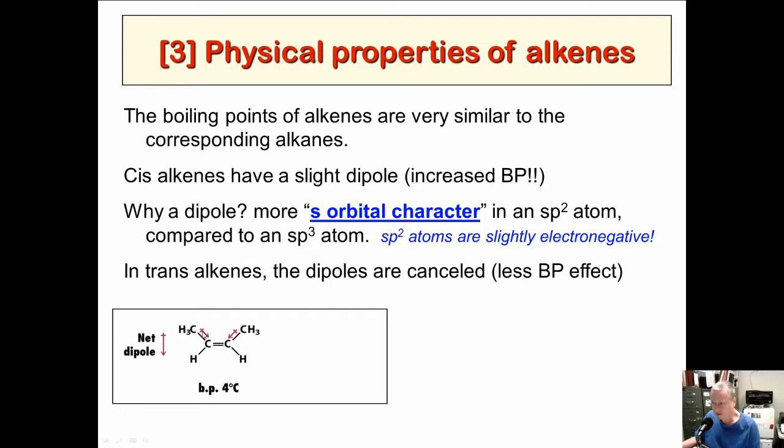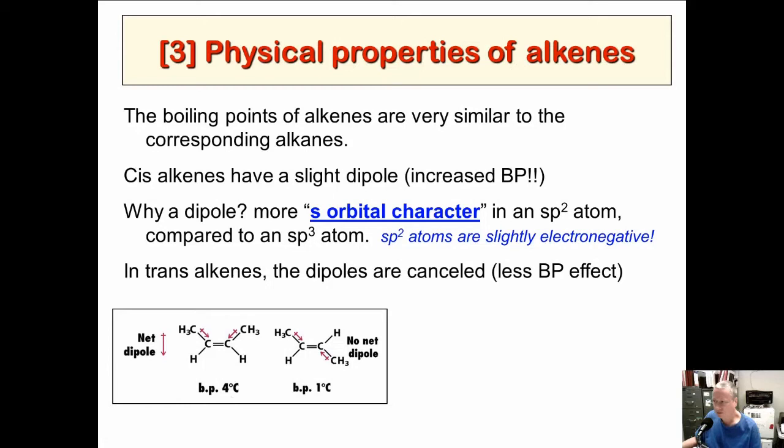Here's cis. All right, so I was talking about sp3 and sp2, right? sp3 has a little more s character. sp2 has a little less s character. And thus the sp2 is pulling electrons towards it a little bit, okay? And you have two of these effects, and the boiling point goes up, okay? What if you have trans? Well, then the effect cancels out, and there's less of a boiling point increase, all right? So there's no net dipole. Bottom line, cis has a little bit of a dipole and a little bit of a boiling point increase because you have a little more intermolecular interaction, okay? Cis has a slightly higher boiling point than trans.